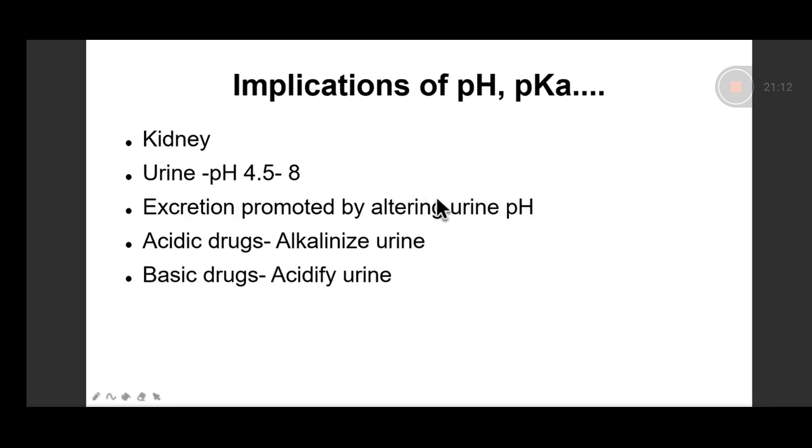So is this clear? Implications of pH on ionization, and ionization would determine lipid solubility and hence movement of the drug across membranes. Is it clear?